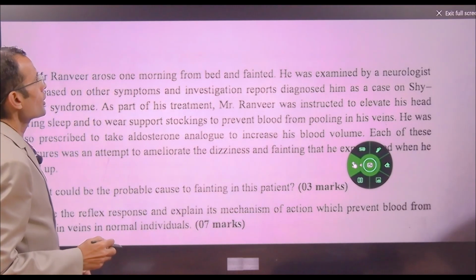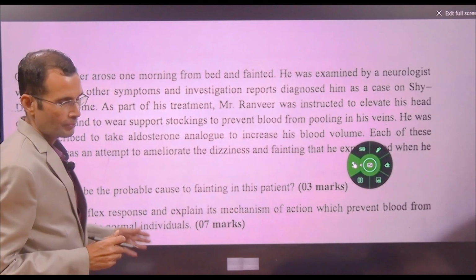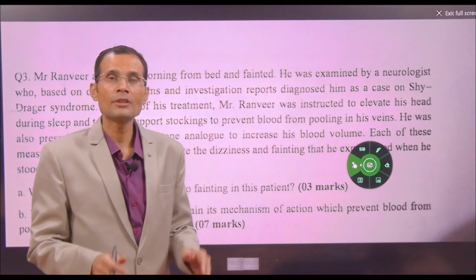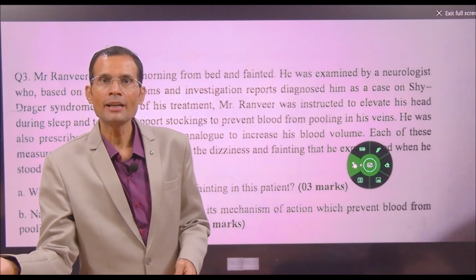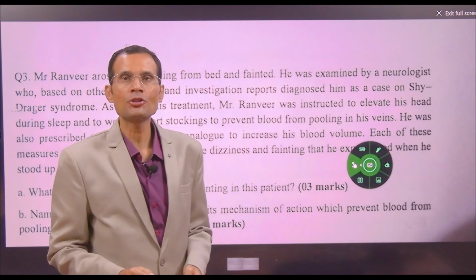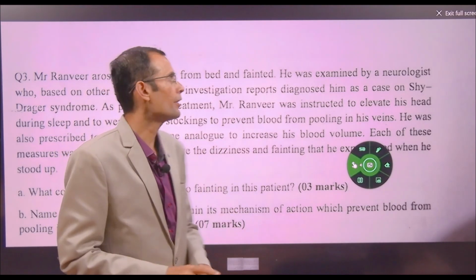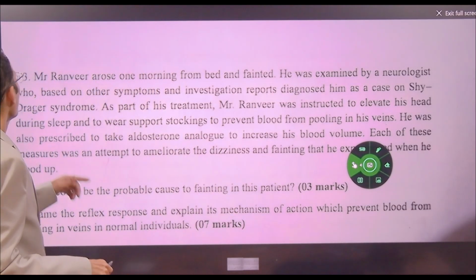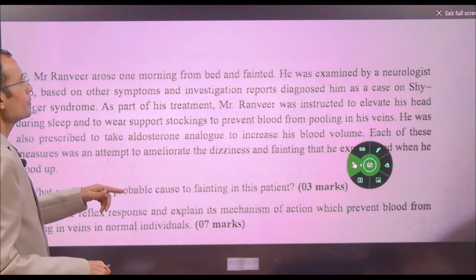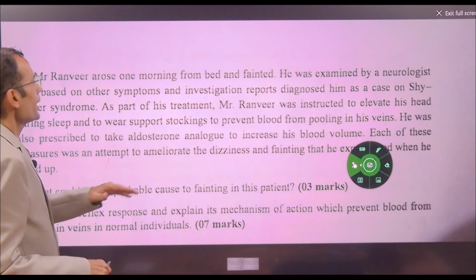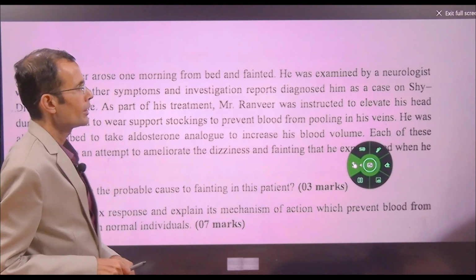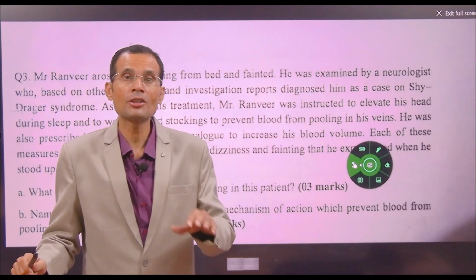So, Mr. Ranveer arose one morning from the bed and fainted. This itself is a clue. From lying down, the person came to standing posture and the person fainted. So, he was examined by a neurologist who, based on other symptoms and investigation reports, diagnosed him as a case of Shy-Drager syndrome.